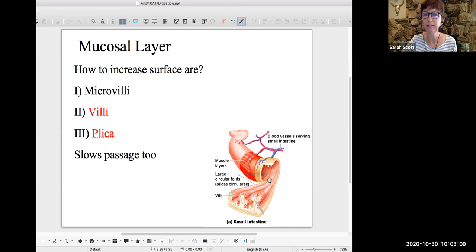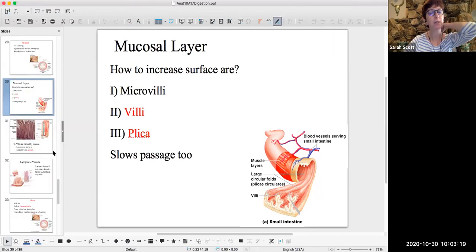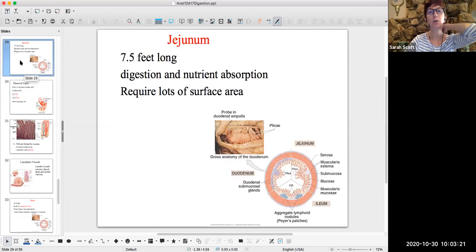Everybody's had an unpleasant experience of food poisoning, and you know what happens when food goes through your digestive system quickly. It is not well digested. Okay, so that's the plica. All right, and so that shows these here.